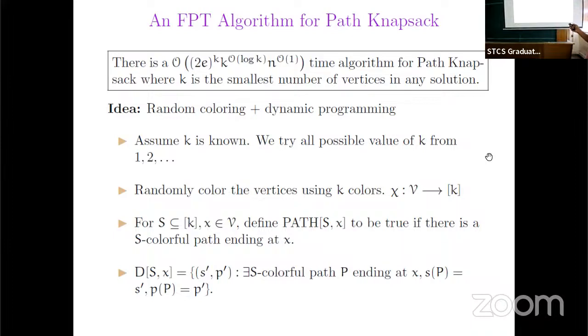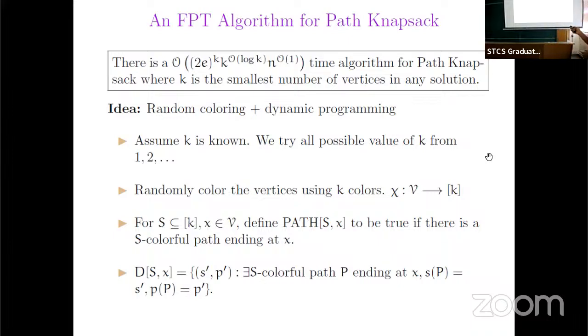Here, what is K? K is the smallest number of vertices in any solution. When I say solution, because this is not an approximation algorithm, I'm assuming I'm solving the decision question. So I'm given a target profit and size of the bag, the decision version, and it can have multiple solutions. So look at the smallest solution, and there the number of vertices.